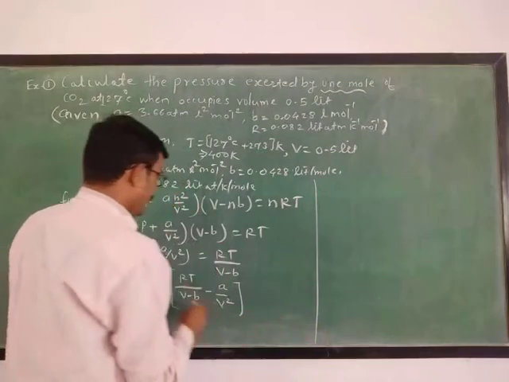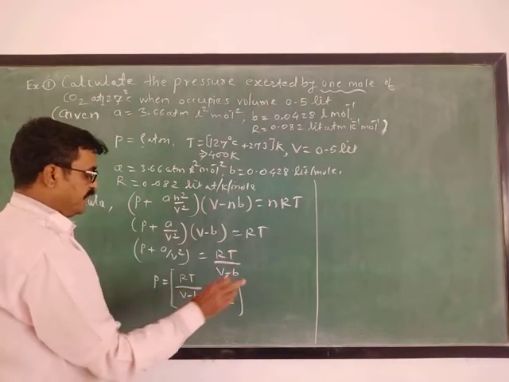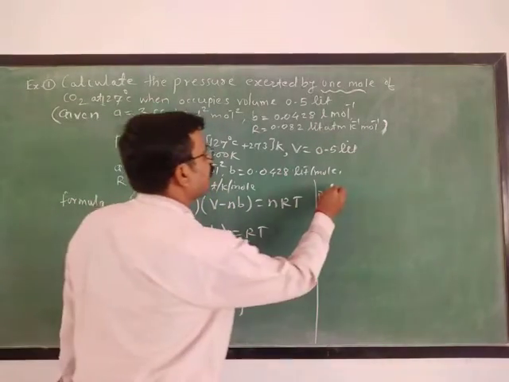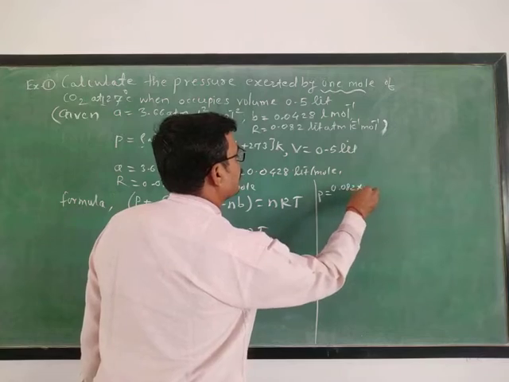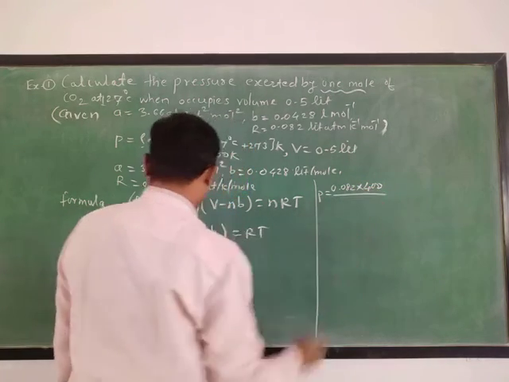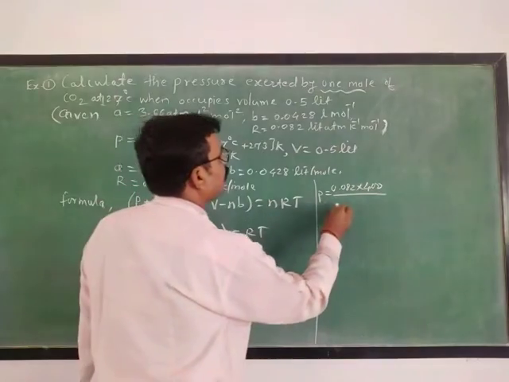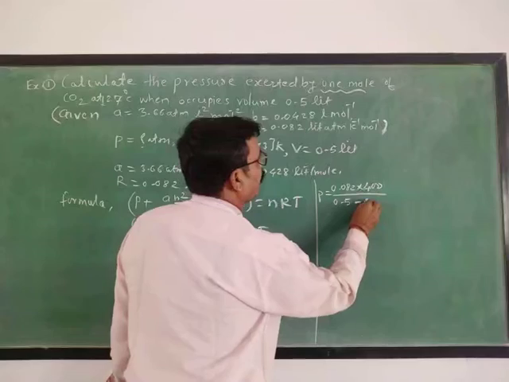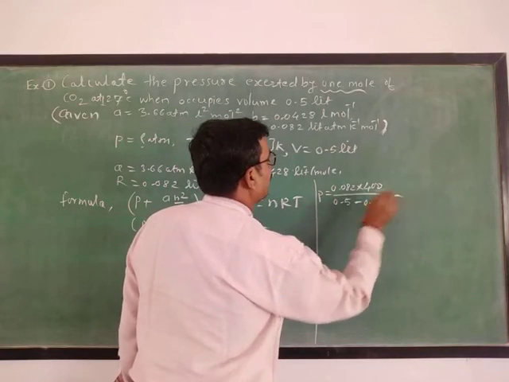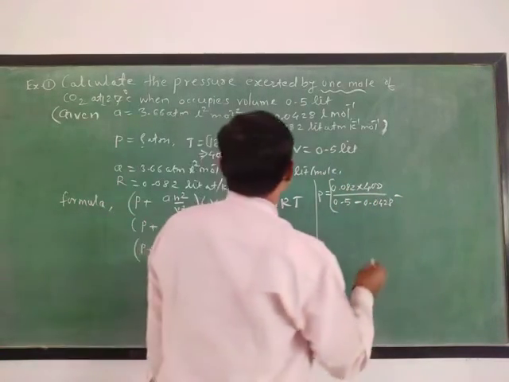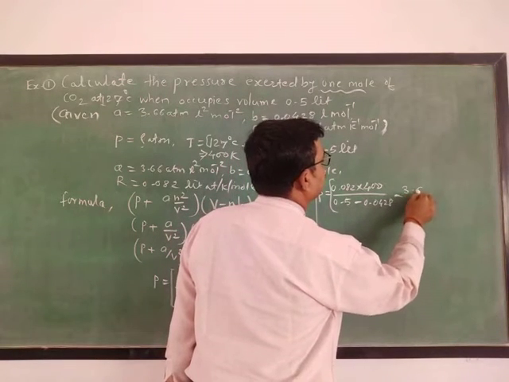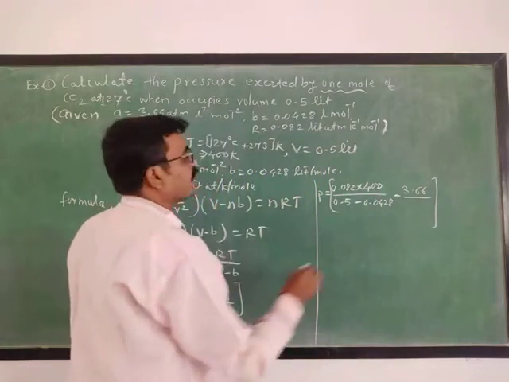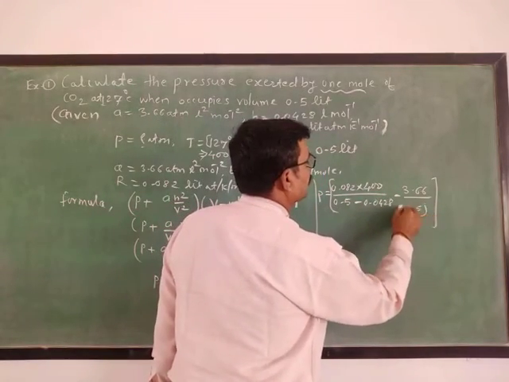If we put R, T, A, V and B, then P equals, what is the value of R? It will be 0.082, temperature 400, then upon V, V is the volume, it will be 0.5. What is the value of B? B is given, it will be 0.0428, minus A. A means 3.66 upon V square, meaning 0.5 square.